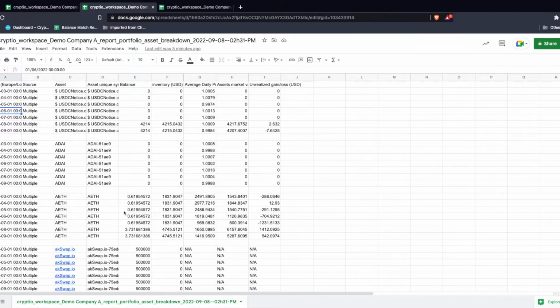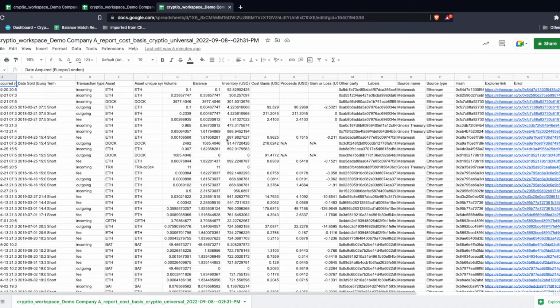If we take a look at this Anchor ETH, for example, we can see how the balance changed over the past 6 months, thus how the inventory cost changed. Then you can see the changes in the price, the market value, and ultimately the unrealized gain and loss. This report is great for doing month-end closing accounting.